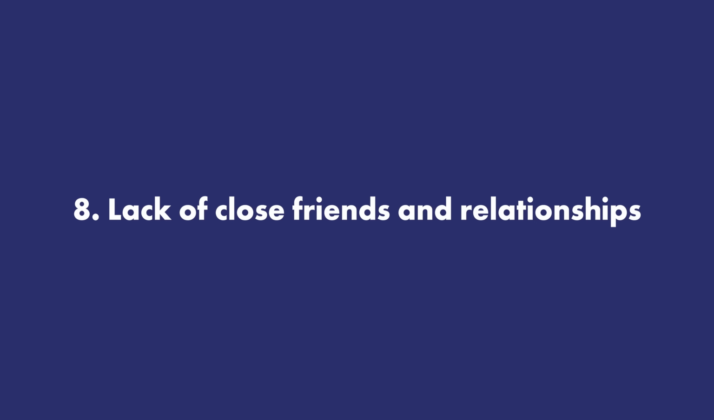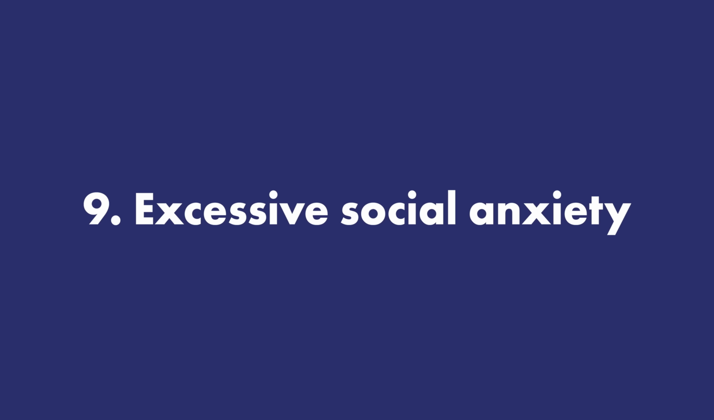Number 8 is a lack of close friends and relationships apart from first-degree relatives. Number 9 is excessive social anxiety, even with those you're familiar with, which tends to stem from paranoid fears. So according to the DSM-5, schizotypal personality disorder also should not be diagnosed if it occurs during the course of schizophrenia, bipolar disorder, or depressive disorder with psychotic features, or any psychotic disorder or autism spectrum disorder. So this just means that you wouldn't be diagnosed with both of them at the same time.